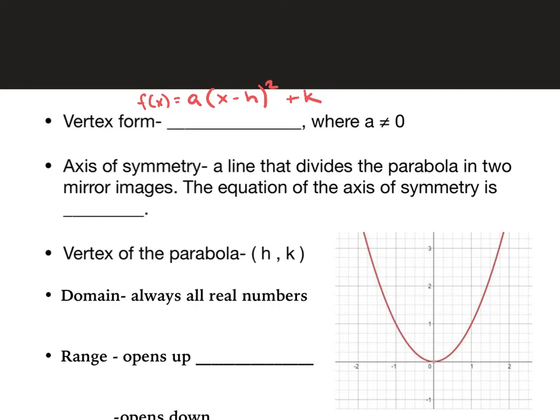It's called vertex form because when our equation's in this form, we can easily see what our vertex is, and our vertex comes from that h and k. So our vertex of our parabola is h comma k. And our vertex is always going to be either the highest point or the lowest point. So here it's the lowest point because our parabola opens up. So it's always the hump, you could say, of the parabola. So this is our vertex.